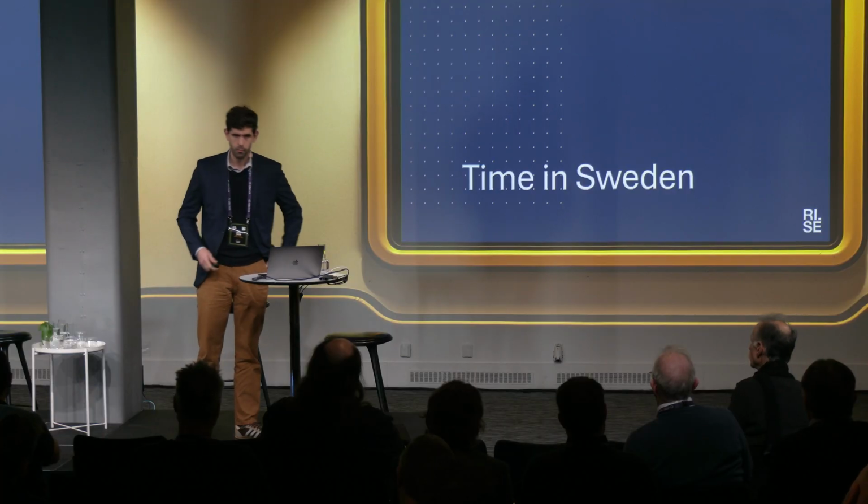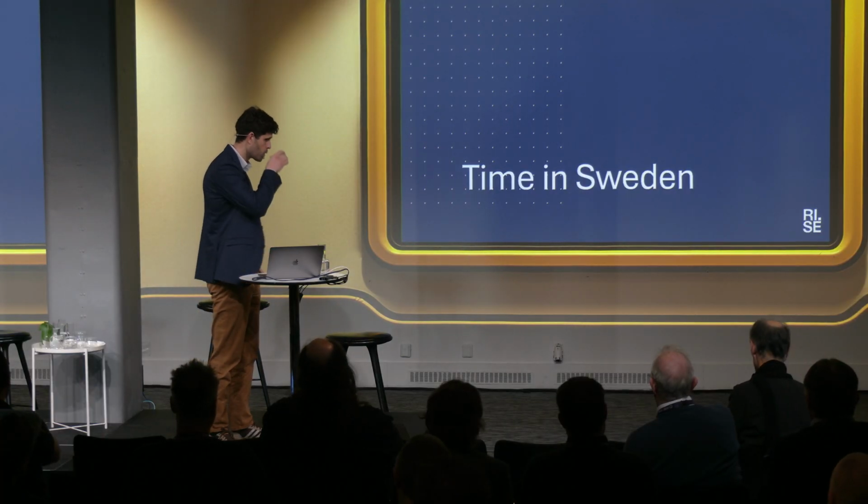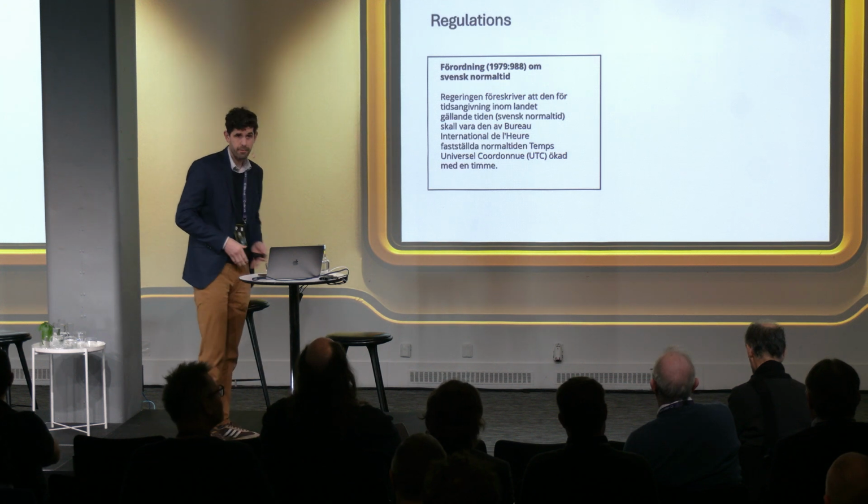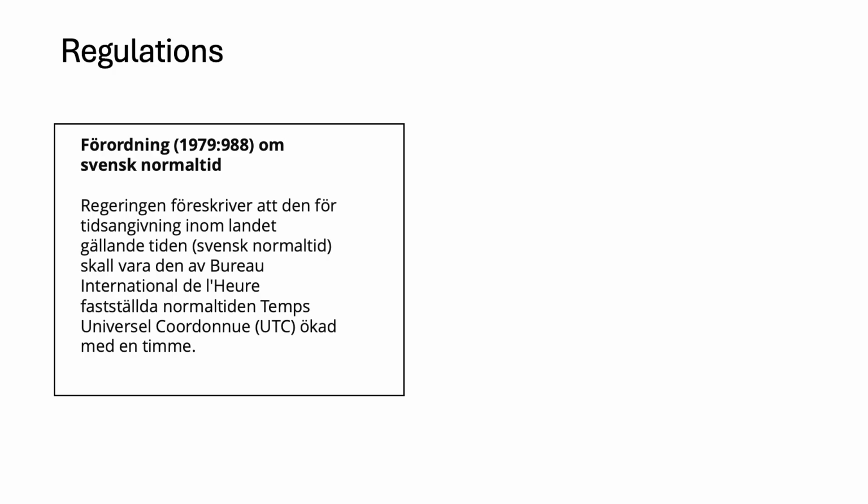So let's talk about time in Sweden. We are regulated by this regulation about Swedish Standard Time. It says that we are UTC +1. And if you remember what I told you, we don't know what UTC is until a month later. This doesn't help us very much if you want to do precise time measurement.